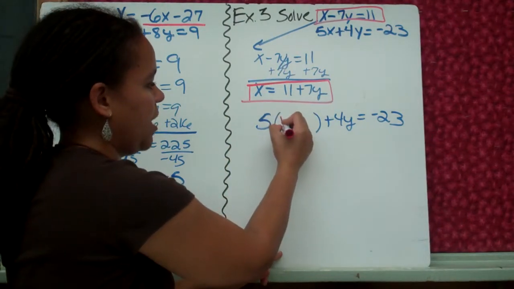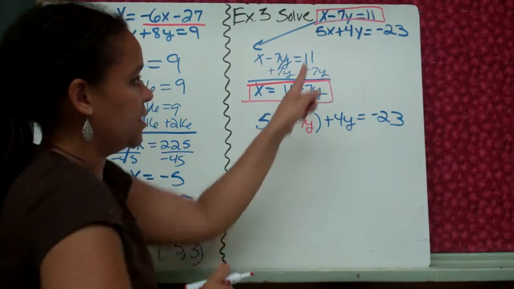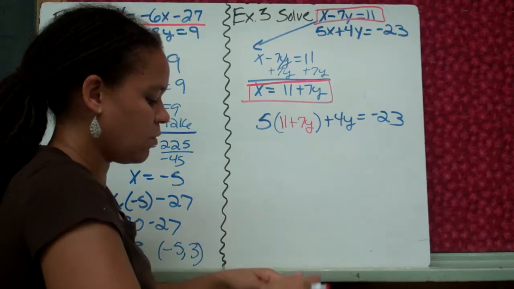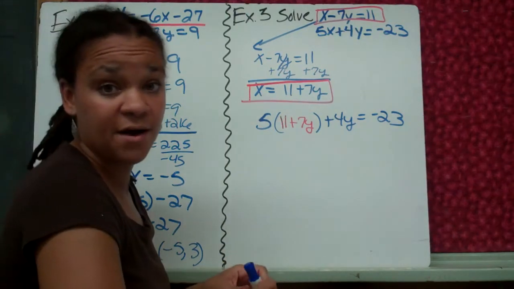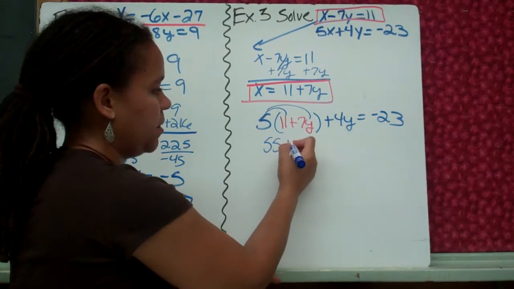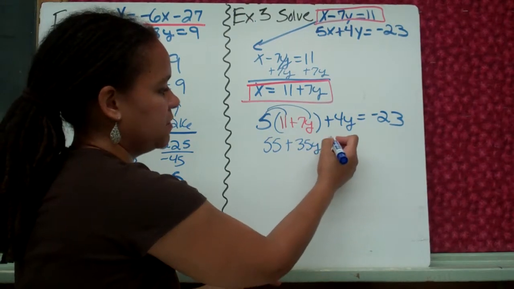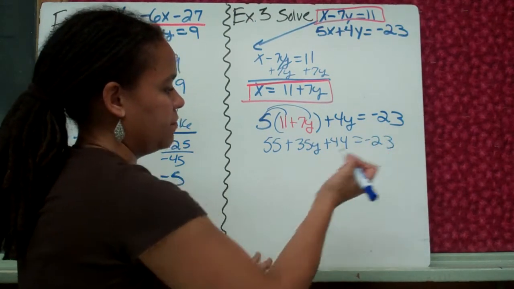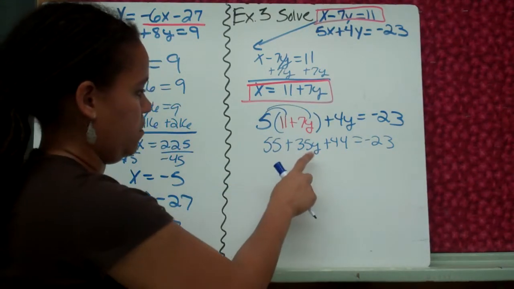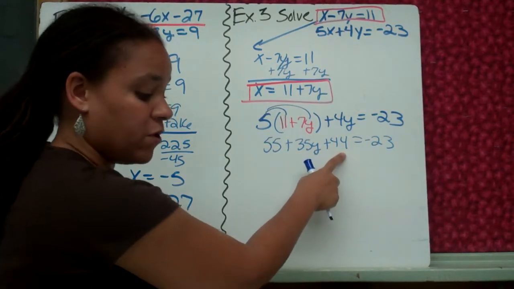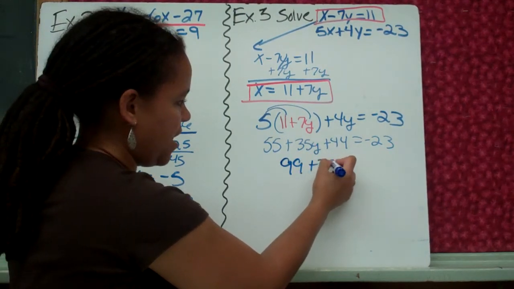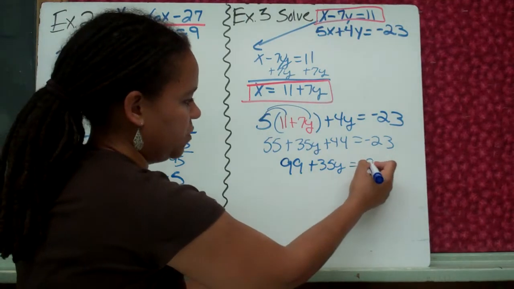Now I'm going to put in 11 plus 7y, because this was 5x, this is x, plus 4y equals negative 23. So when we solve this, we're going to distribute our 5 to our parentheses. So we should have 55 plus 35y plus 4y equals negative 23. Combine all of your like terms and solve for y. So we have y, 55 and 44, we can combine those, and we'll get 99 plus 35y equals negative 23.